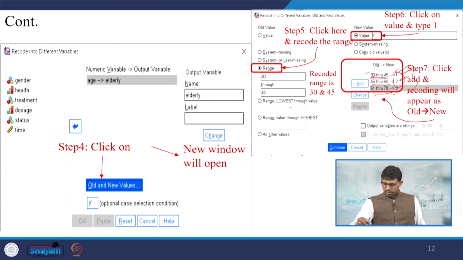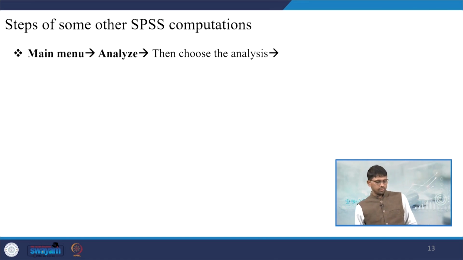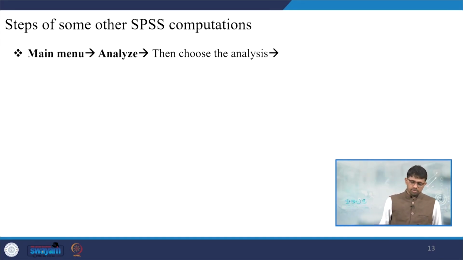All right, then you are simply supposed to add it. Then finally, if you continue, click on continue, and that variable with the new code will have been generated. Compilation of a variable can also be done using the transform command. To transform, just type the command in the window; we can also transform it instead of clicking on that button.